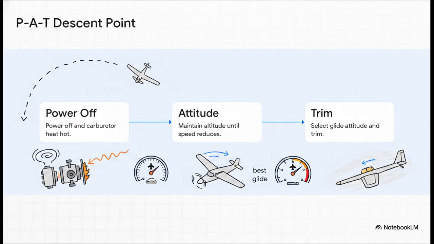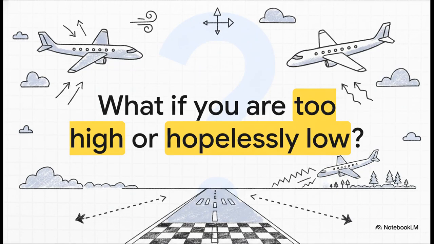So the real secret here is mastering your descent point on that base leg using the PAT checklist. First, P for power off, and don't forget to turn your carburetor heat hot. Then A for attitude. You're going to maintain your altitude until your speed bleeds off to best glide, and then pitch for that glide attitude. Finally, T for trim. You want to trim it out so the airplane is practically flying itself at that best glide speed.